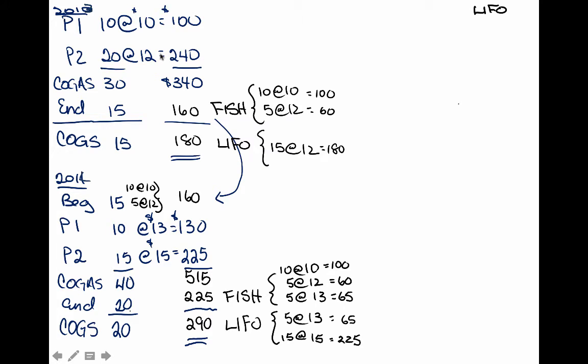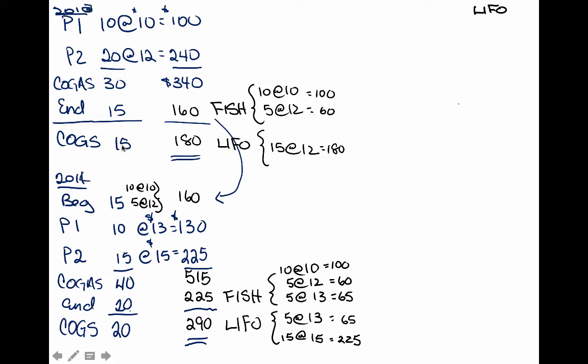First year, brand new company, just starting out. We have 30 units, total cost of $340. We sold 15. Under LIFO, the last ones in are the first ones out. Now, that's not how we stock our shelves, but that's how we assign the costs. And we'll talk about why the U.S. loves LIFO so much in a second.